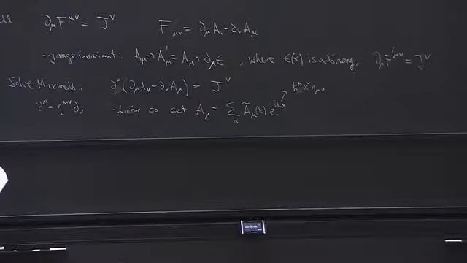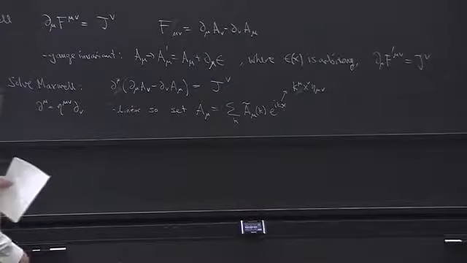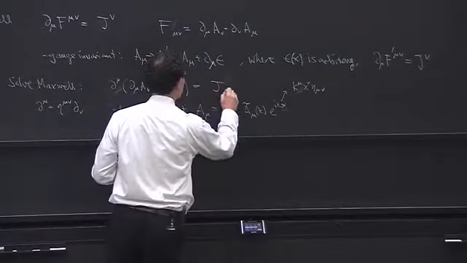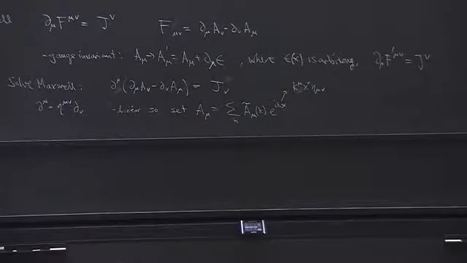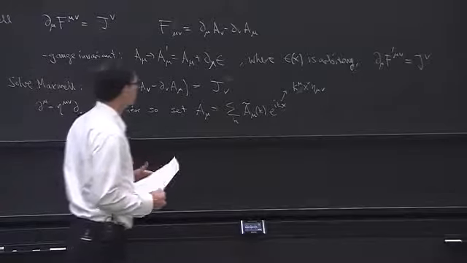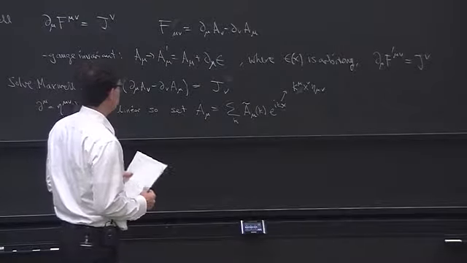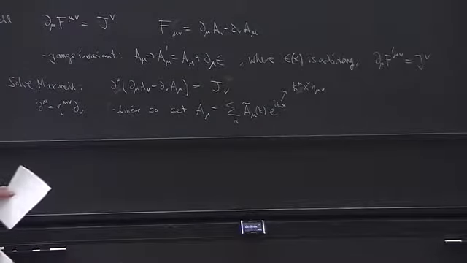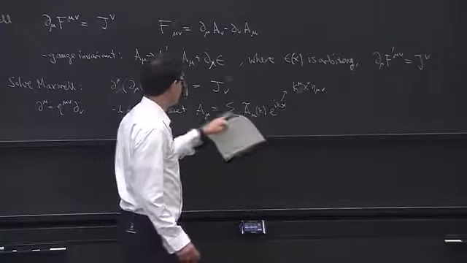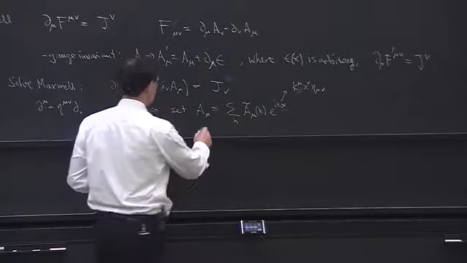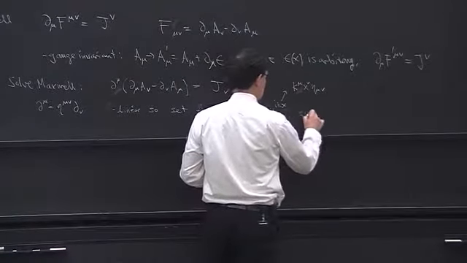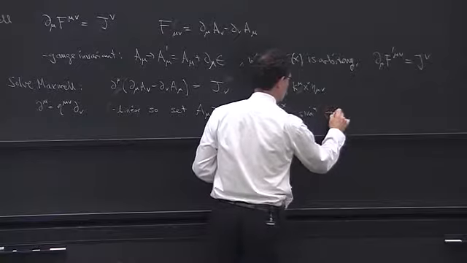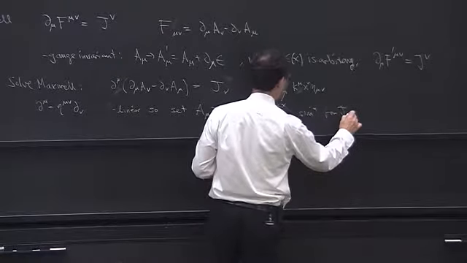Should the nu on the j be down? Yes, it could be down. Yeah, it should be down because it should match. So this A mu tilde will be the Fourier transform, and similarly for j nu.